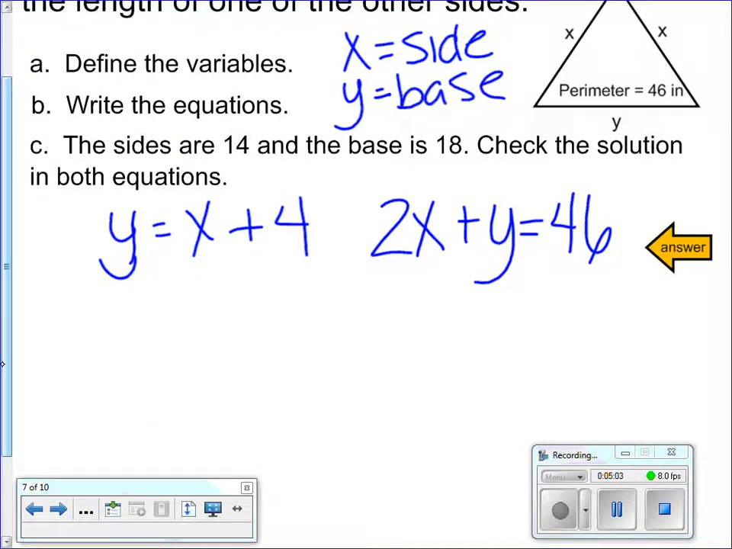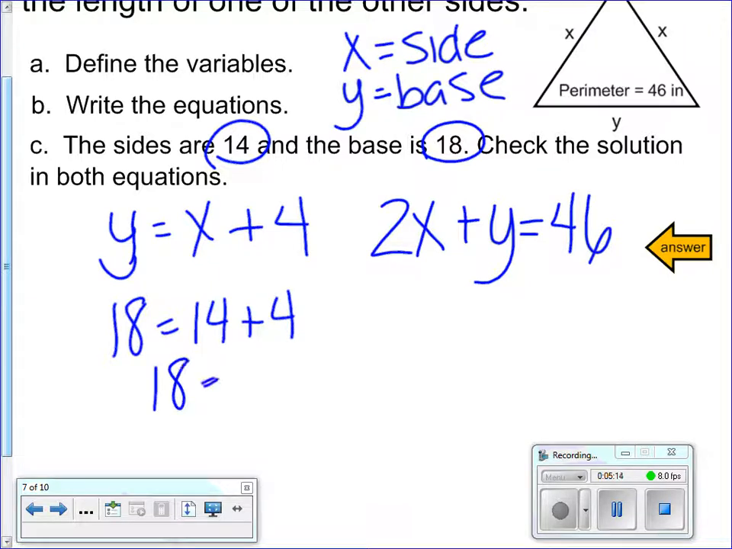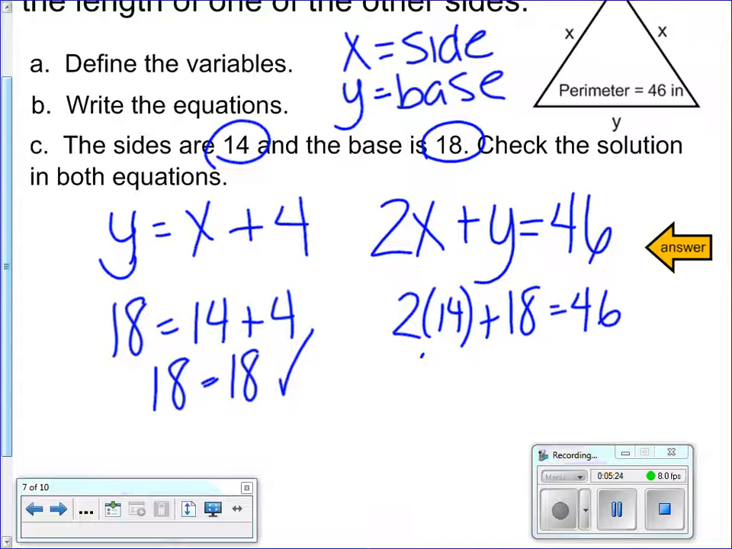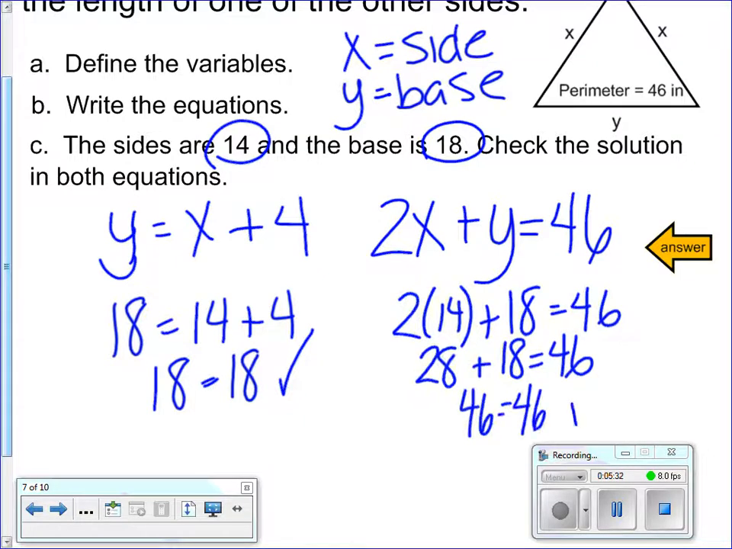It says the sides are 14 and the base is 18. So I plug that in. 18 equals 14 plus 4. 18 equals 18. Check. 2 times 14 plus 18 equals 46. 2 times 14 is 28, plus 18 equals 46. 46 equals 46. Check.